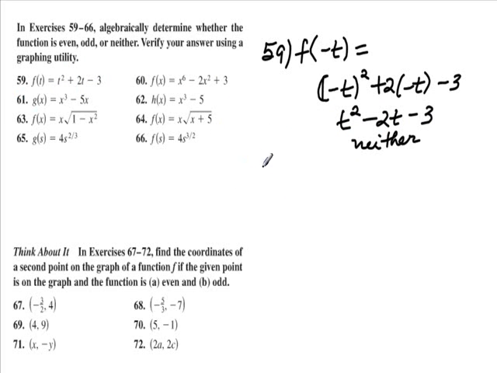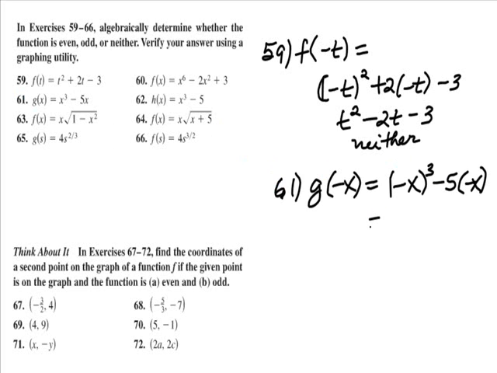Now what about number 61? If we find g of negative x, in this case we would have negative x cubed minus 5 times negative x. Cubing a negative gives us a negative result. Negative 5 times negative x would be plus 5x.